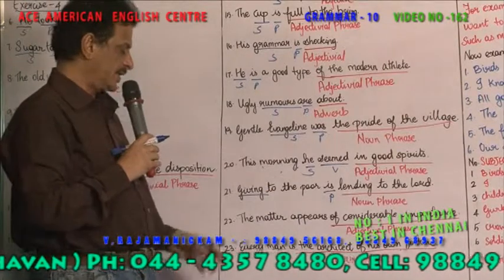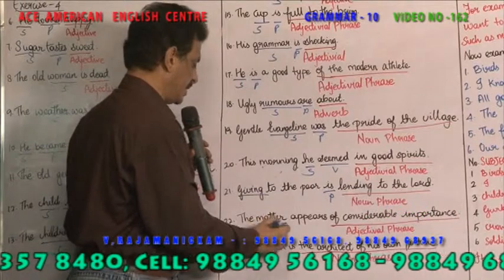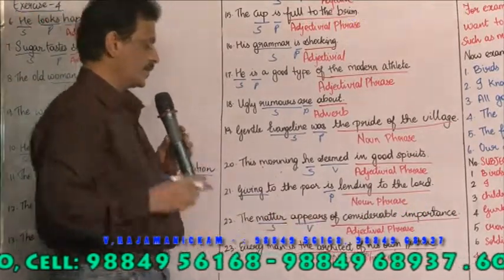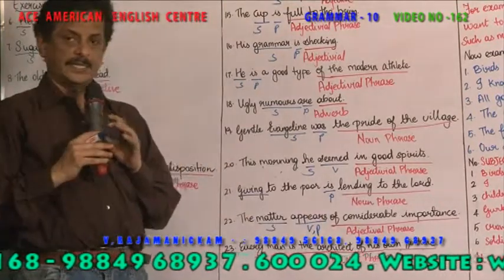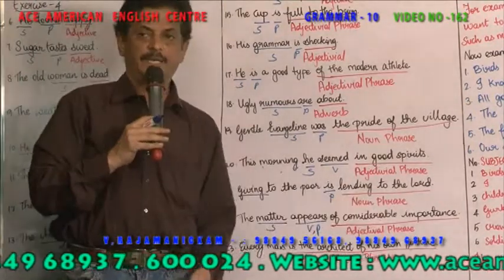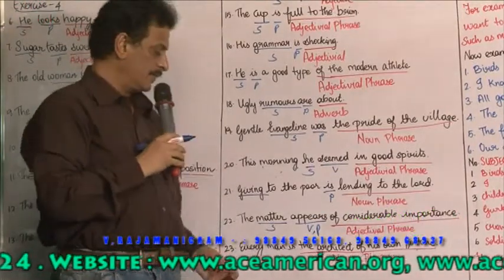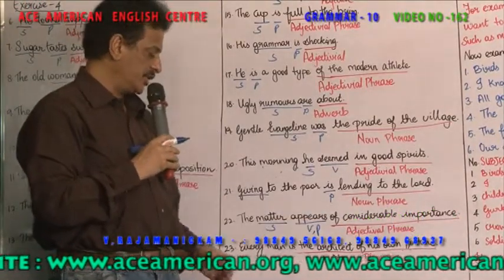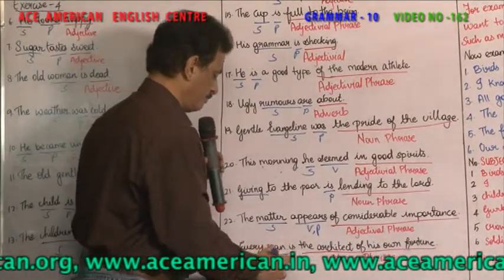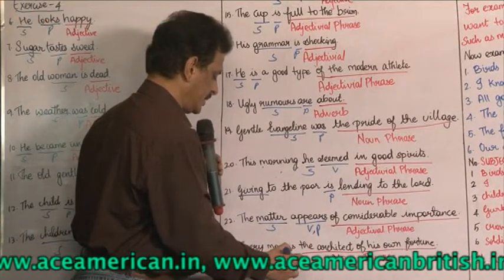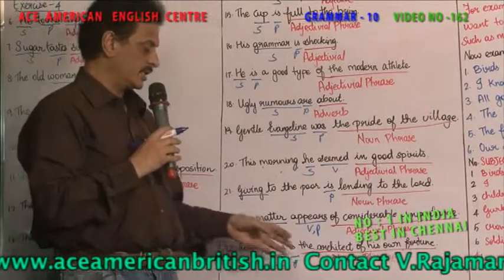The matter appears of considerable importance. Matter is the subject. Appears is the verb, or predicative you can call it, and it doesn't take an object. So of considerable importance is the entire adjectival phrase. So it is a complement here. Every man is the architect of his own fortune. So man is the subject word. Is is the predicative word or the verb. It doesn't take an object, so it's the complement.